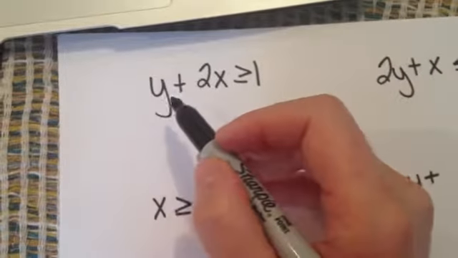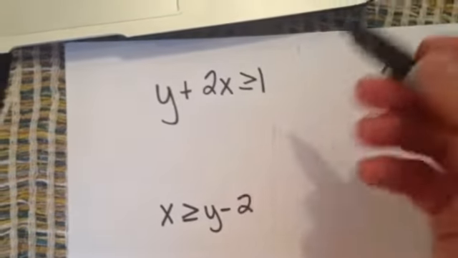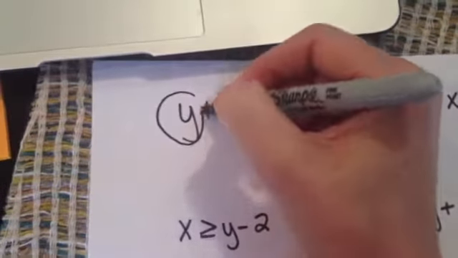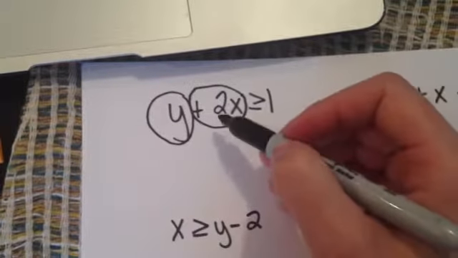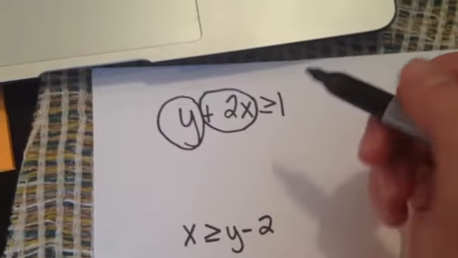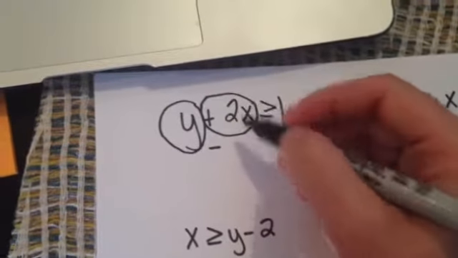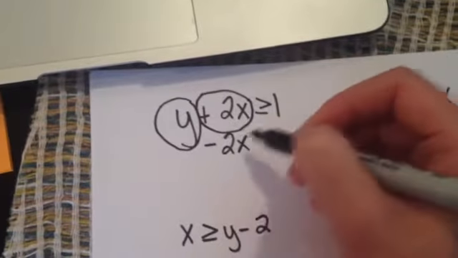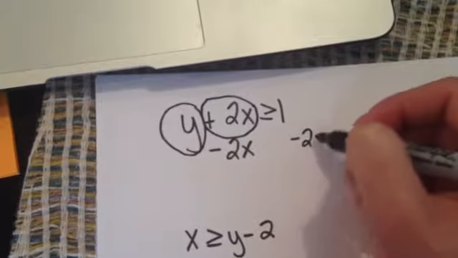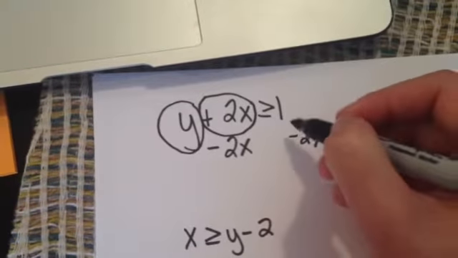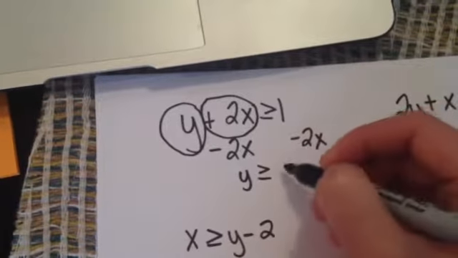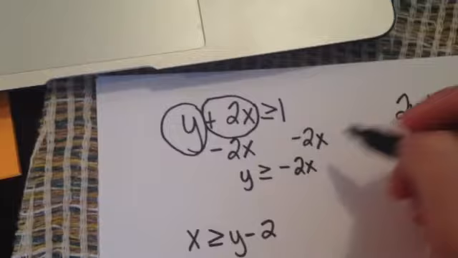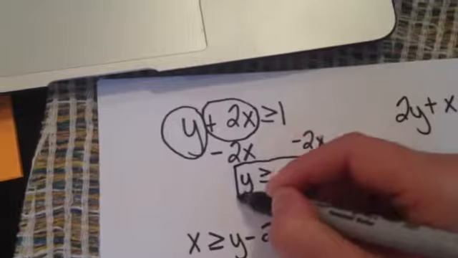So I see that I have my y, I have a positive 2x. You can think of this as kind of like two forces if you want to think of it that way. So I just need to move this term to the other side. So it's a positive 2x. I'm going to subtract 2x. Whatever I do to one side, I'm going to do the other. I'm also going to rearrange it so that it's in mx plus b format. So I'm going to end up rewriting y is greater than or equal to negative 2x, and this is a positive 1, so plus 1.